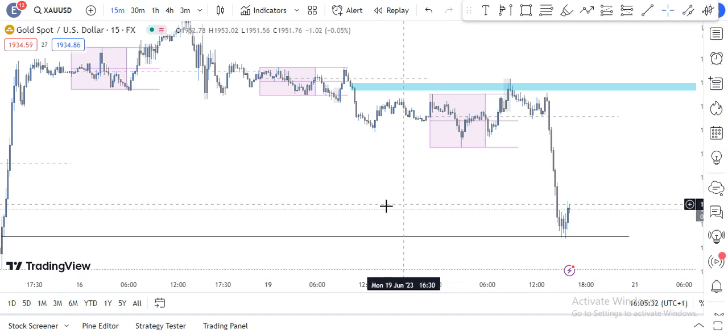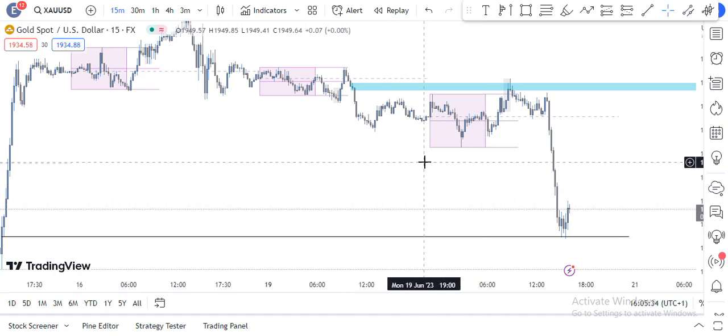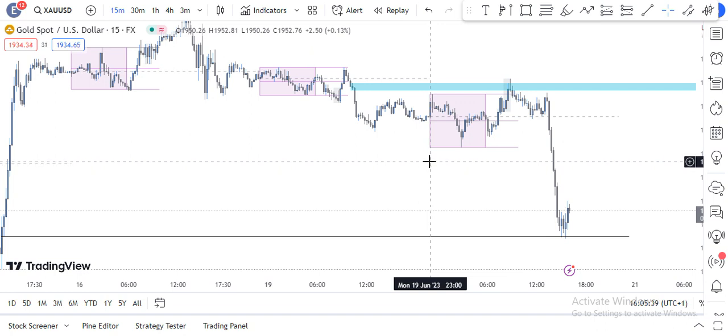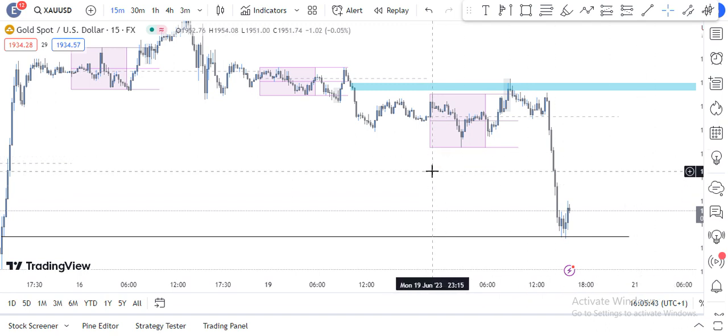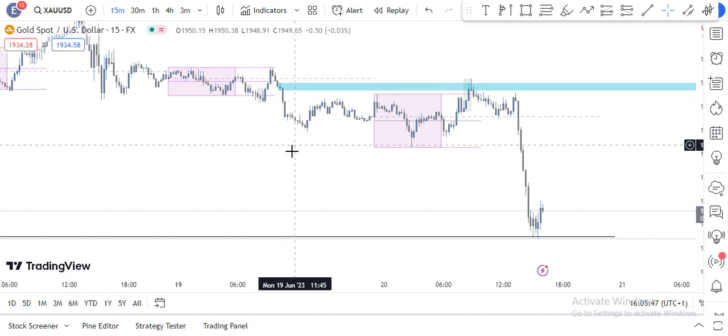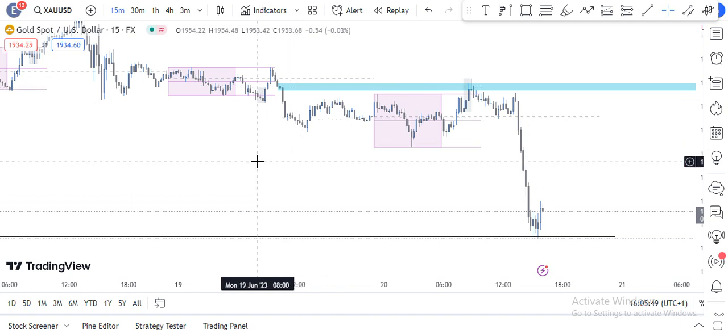So this is gold, and for gold the daily opening is around 23 hours UTC London. So what I always teach on this channel is if you have your Tokyo range, above the Tokyo range you're going to have a POI, and beneath the Tokyo range you're going to have a point of interest. Okay, so POI technically just stands for point of interest.